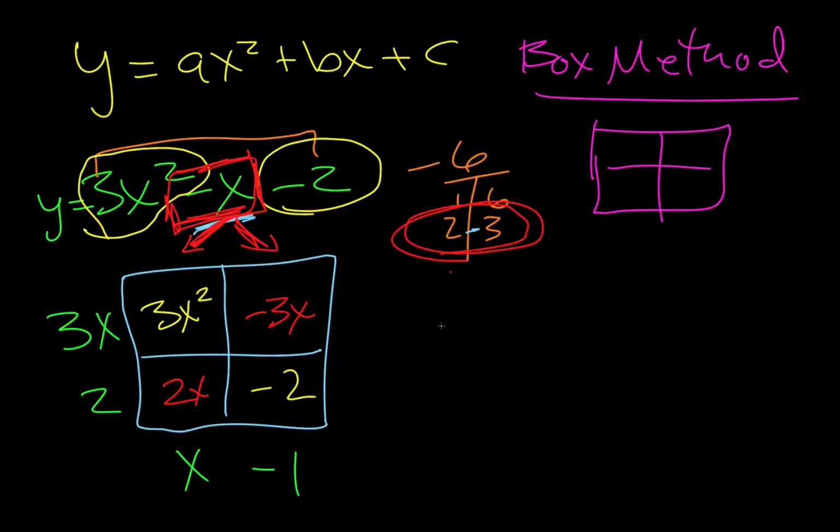Now, this is just a hypothesis for our final answer. So what we need to do to check to see that our signs are right, we're going to say 3x times x, which gives us 3x squared, so that worked. 3x times negative 1 is negative 3x, so that works. 2 times x is 2x, and 2 times negative 1 is negative 2. It's important that all those signs work out. If they do, we just write our final answer. So 3x plus 2 times x minus 1.